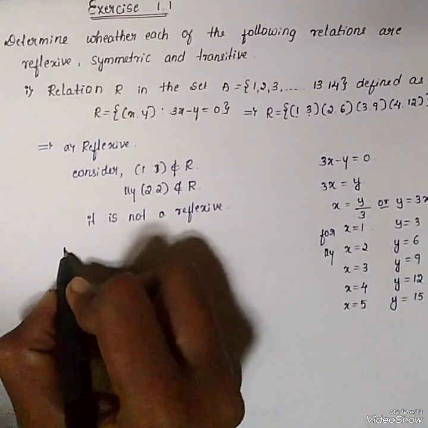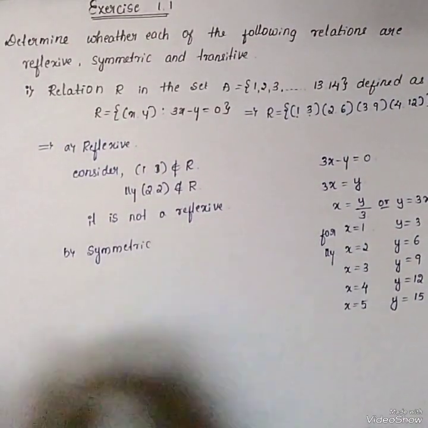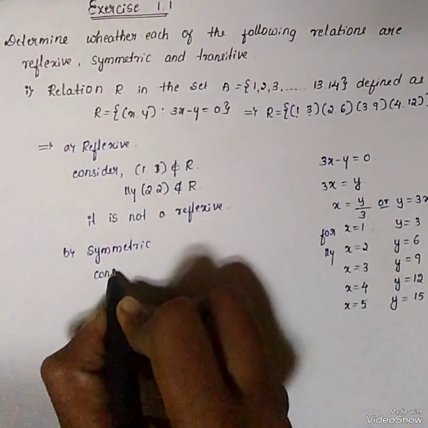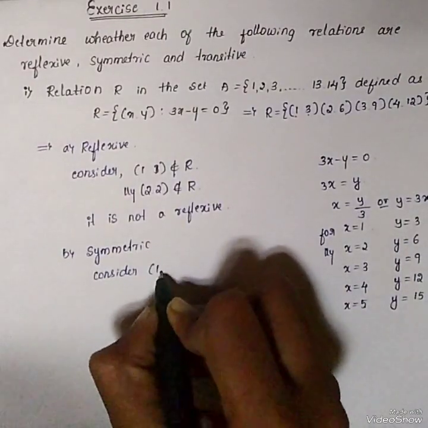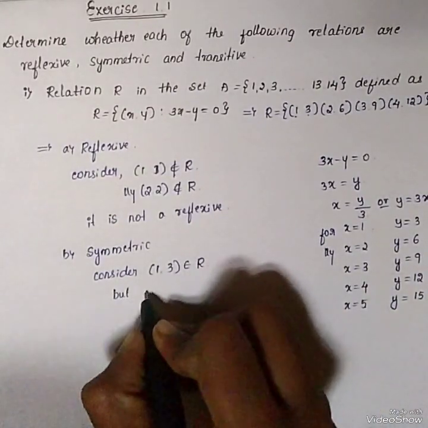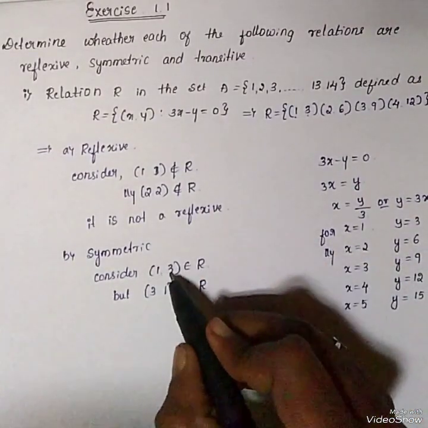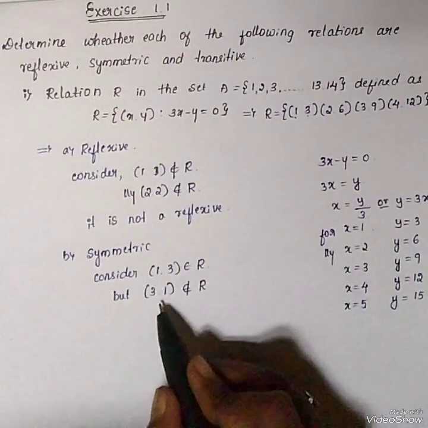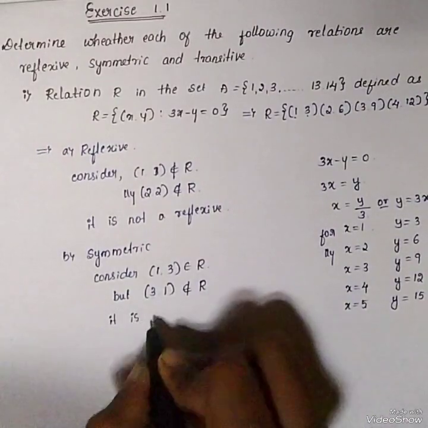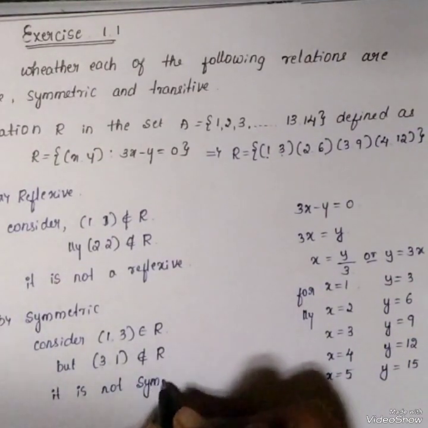Again, check the symmetric condition. Consider the ordered pair (1, 3) belonging to the relation R, but (3, 1) does not belong to R. (1, 3) belongs to the relation R, but (3, 1) does not belong to R. Hence, it is not symmetric.